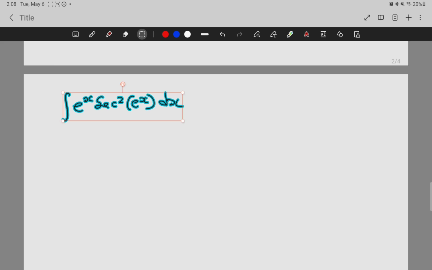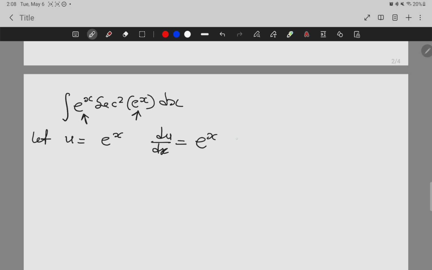Here as well, we're seeing that the argument of the trig expression, when we differentiate it, we get the coefficient. So here, the algebraic substitution works. We'll let u equal e to the x, knowing that the derivative of u with respect to x will still be e to the x. So we make dx the subject. This implies that dx will be du over e to the x.